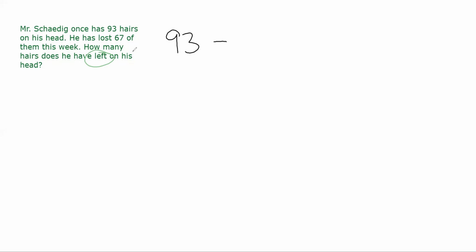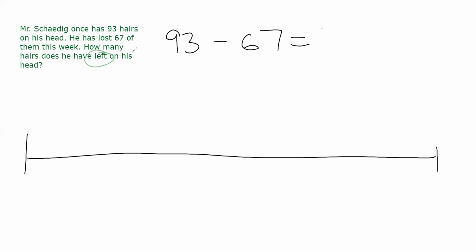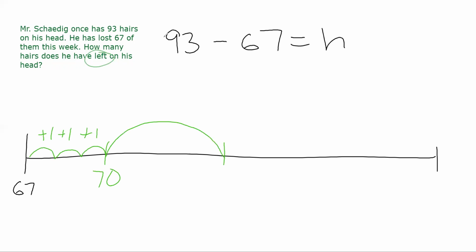I had 93. I took 67 away. Oh boy, how many do I have left? Well, let's do that on a number line. That's going to be H for hair. Okay. So remember, in subtraction on a number line, we start here and we want to get to 93. And we're going to do that with hops and jumps. I'm going to start with some hops to get me to a 10. So that was plus 1, plus 1, plus 1. So that's 70. Then I'm going to do a jump to 80. That's plus 10. And a jump to 90. And then 1, 2, 3 to 93.